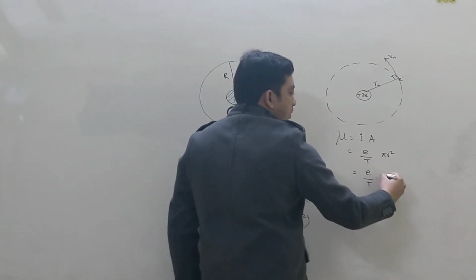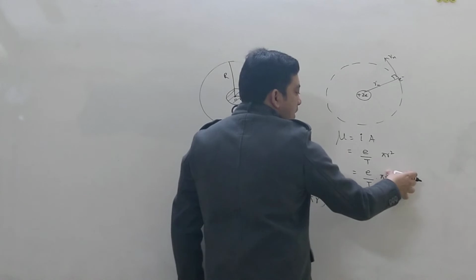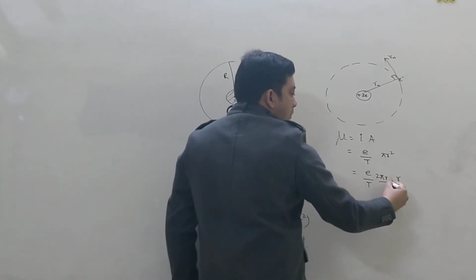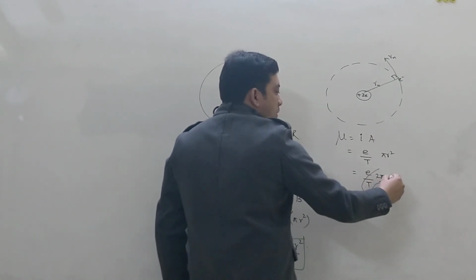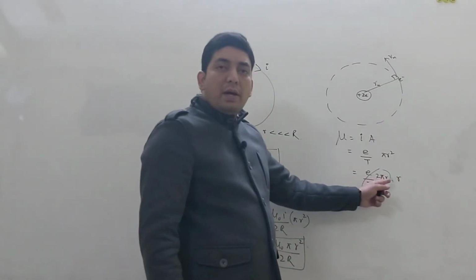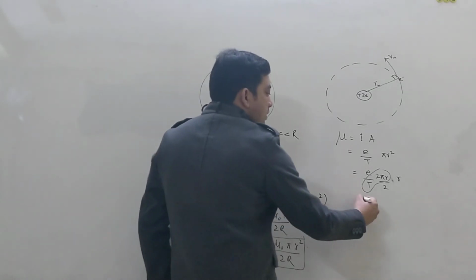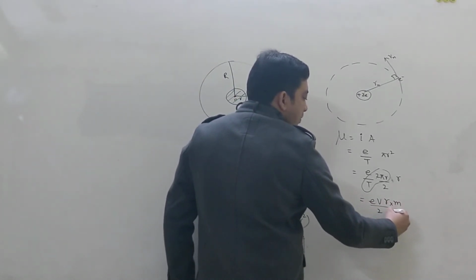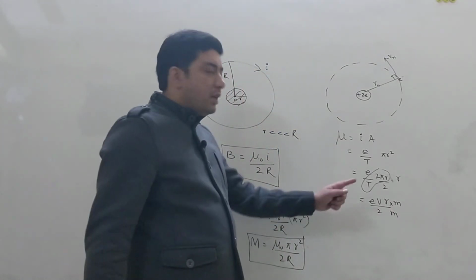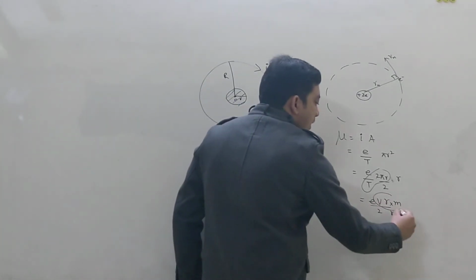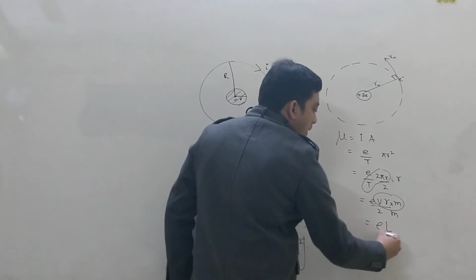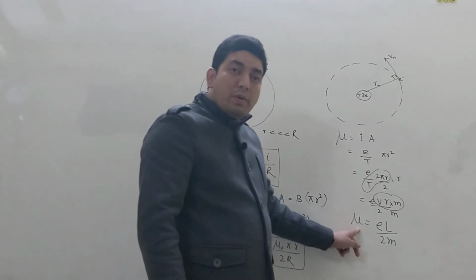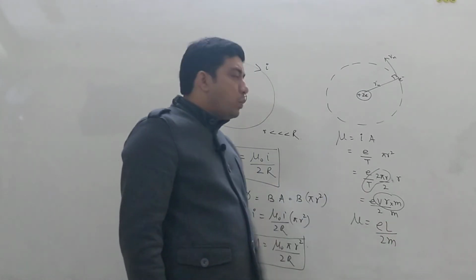Can I write, with your kind permission, pi r square as pi r into r? Now I am going to multiply it with 2 and divide it with 2. We know that circumference, which is 2 pi r, upon time period gives us the speed, so it will be EVR by 2. Now I am going to multiply it with m and divide it with the same thing, because mvr is nothing but angular momentum. So the magnetic moment comes out to be EL upon 2m.